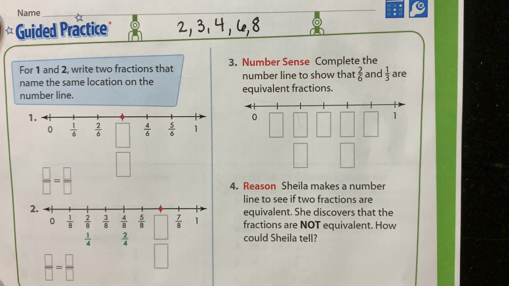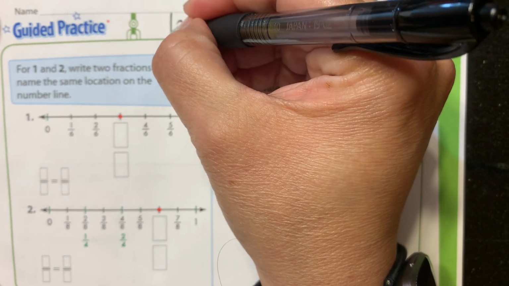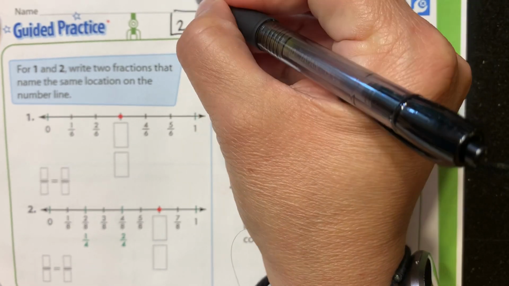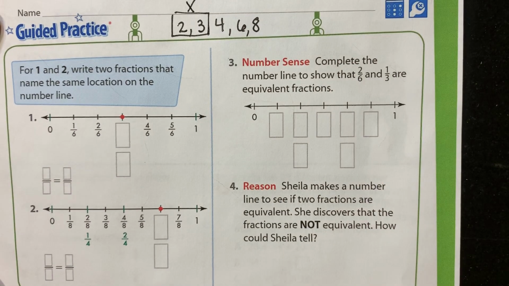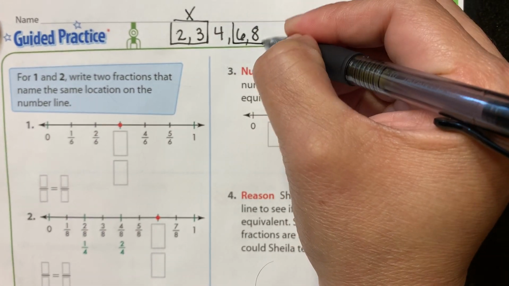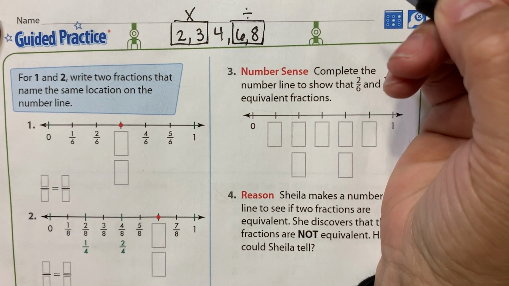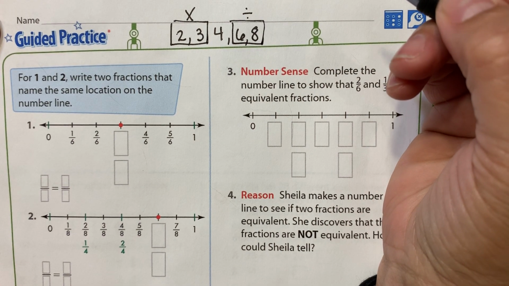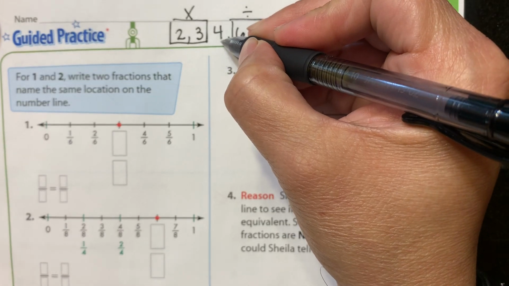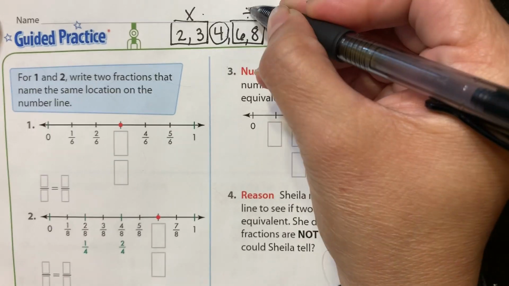Now, remember, I had talked to you about that if the denominators were very small, like these, you were to use the multiplication method to find an equivalent fraction. But if the denominators were large, like these over here, we are to use the division method in order to find an equivalent fraction. The number 4 falls right in the middle, so you can use both multiplication or division to find your equivalent fraction.